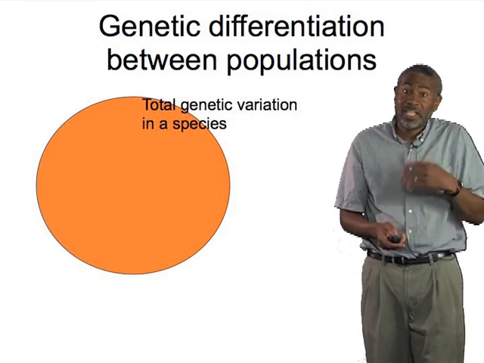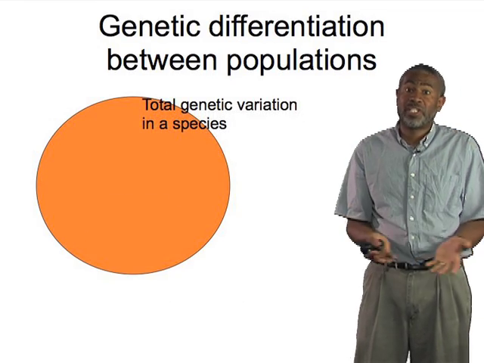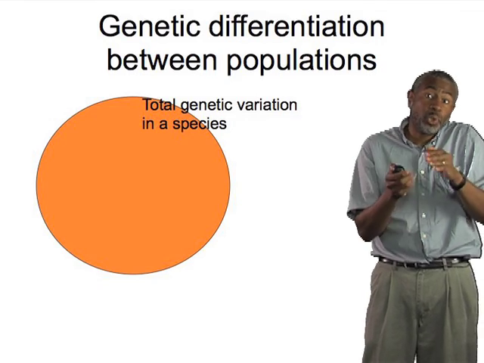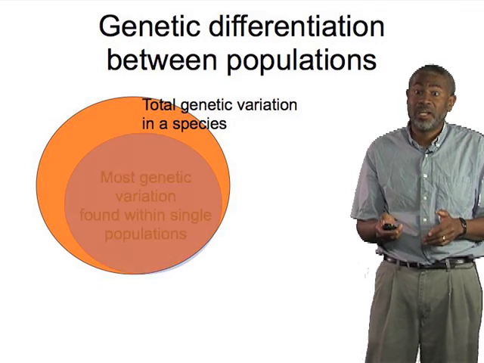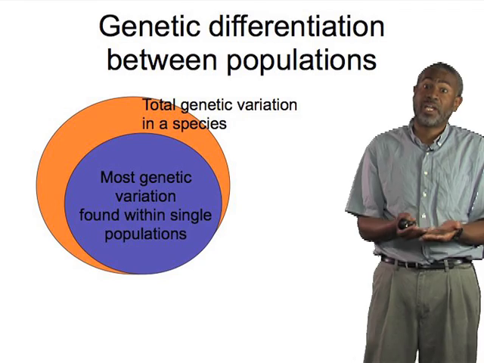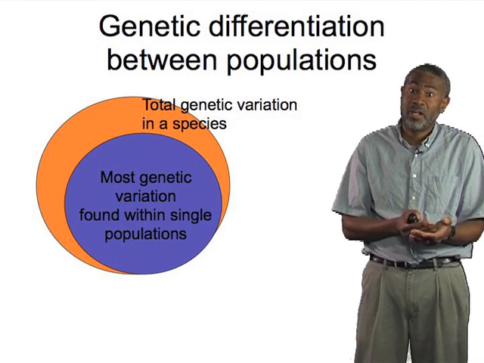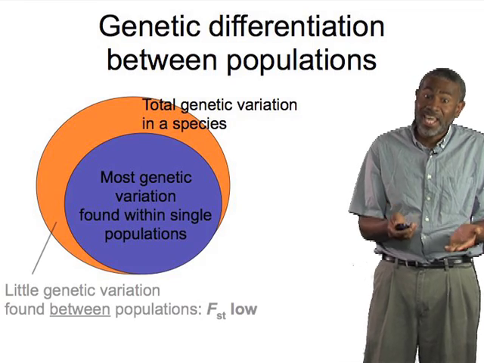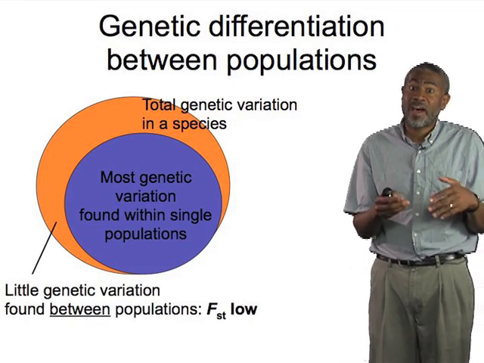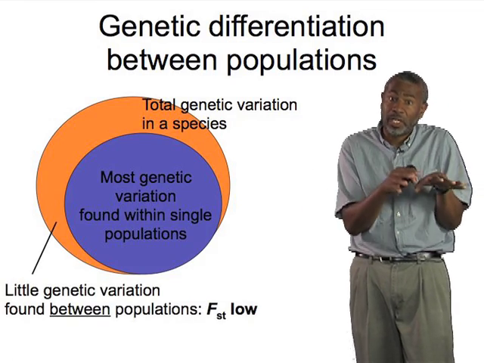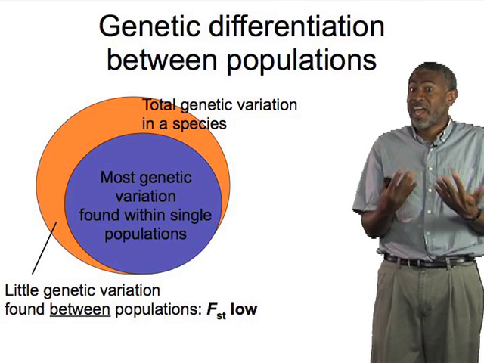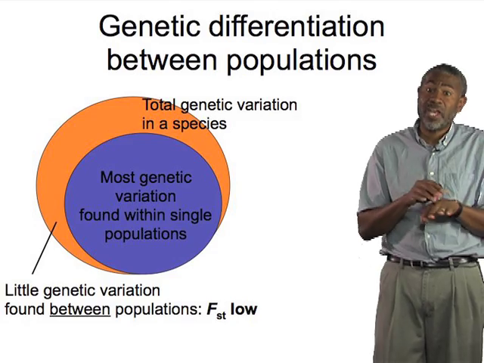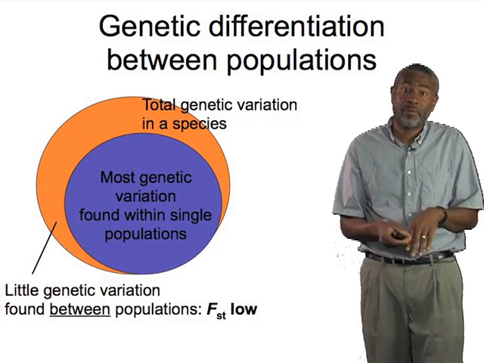By contrast, again, if we imagine the total amount of genetic variation within a species, now let's look at individual populations within that species. We might actually find a lot of variation within individual populations, almost as much as we would find in the entire species. In that case, the amount of variation found between different populations is very low. And in this case, FST would be close to 0, very low. So it's a basic measure of how distinct different populations are.